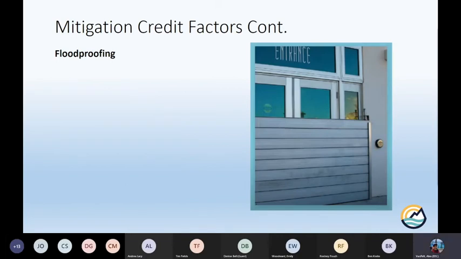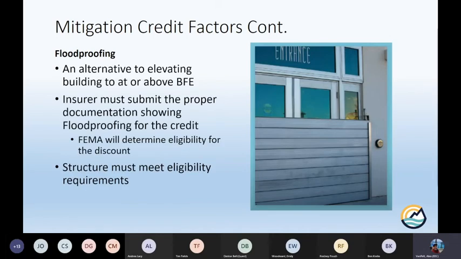Another mitigation credit is going to be the flood proofing. Again, you're not going to just automatically see a discount for flood proofing until you prove that your building is built in such a way that it is flood proof. As you all know, flood proofing is the alternative to elevating your building to above BFE. Instead, you can flood proof your building to BFE +1, or BFE +1 plus your community's freeboard requirement.